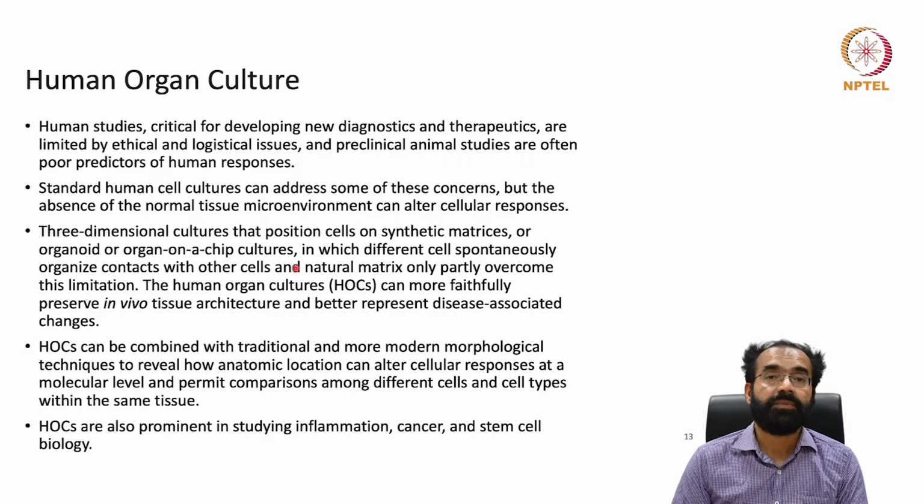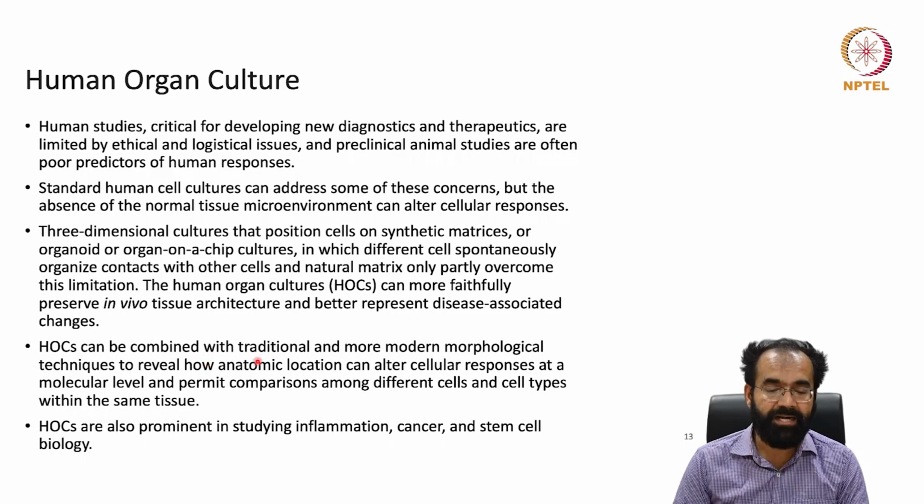Three-dimensional culture, also known as 3D culture, positions cells on synthetic matrices, or uses organoid or organ-on-a-chip cultures, in which different cells spontaneously organize and contact other cells in a natural matrix. These only partly help in overcoming these limitations. Human organoid cultures, known as HOCs, more faithfully preserve the in vivo tissue architecture and better represent the disease-associated changes. So HOCs can help in a much better way.